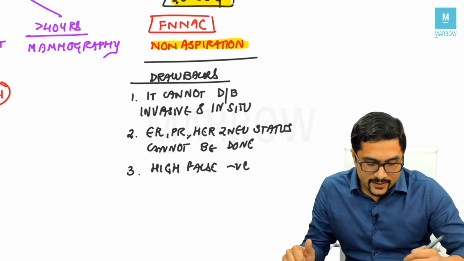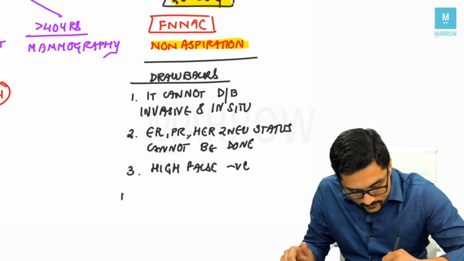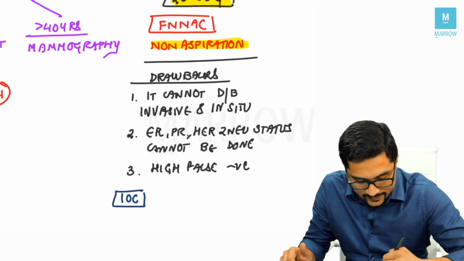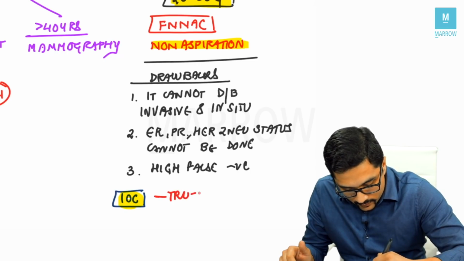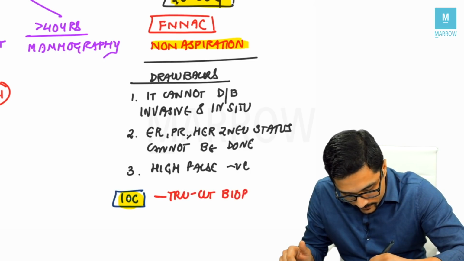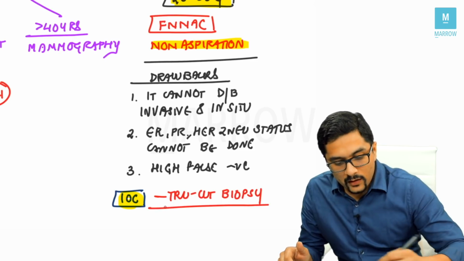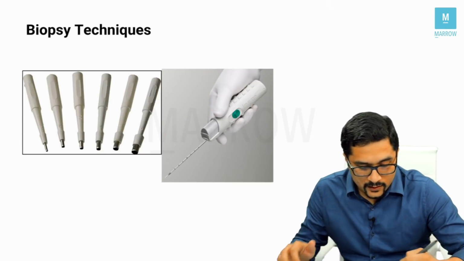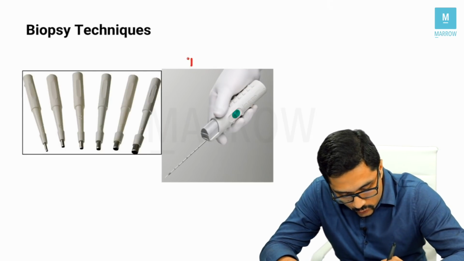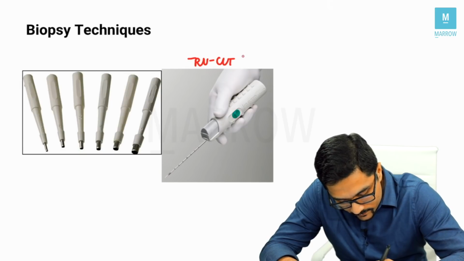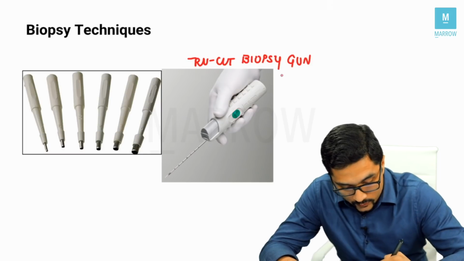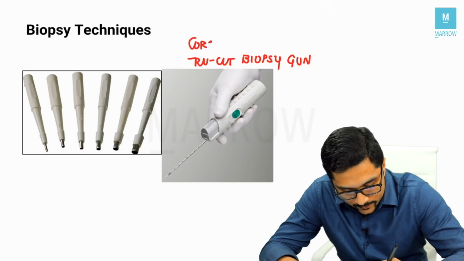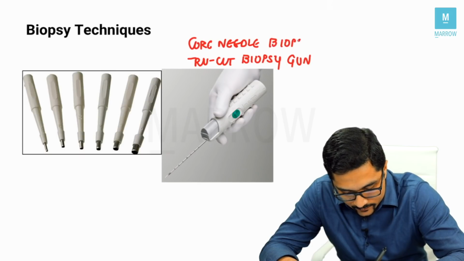Which is why the investigation of choice for breast lumps, and this has been asked many times, is a true cut biopsy. Now, what is a true cut biopsy? This here is a true cut biopsy gun. This is also known as a core needle biopsy.